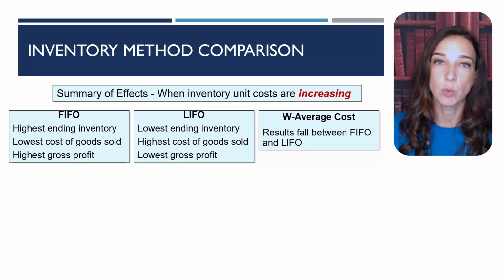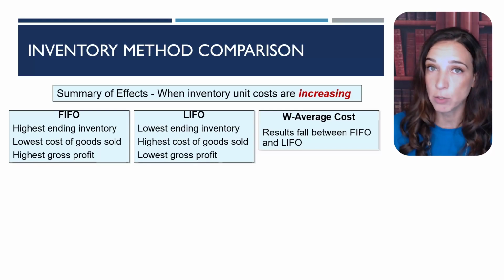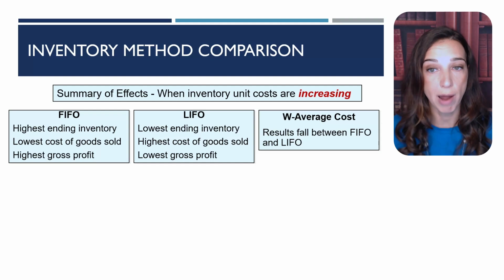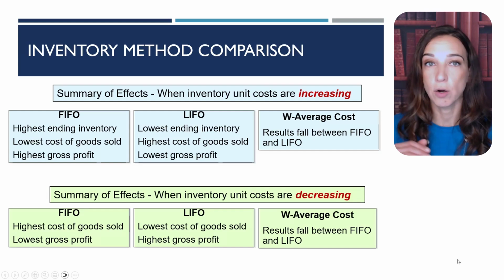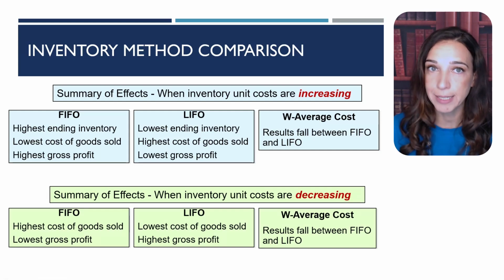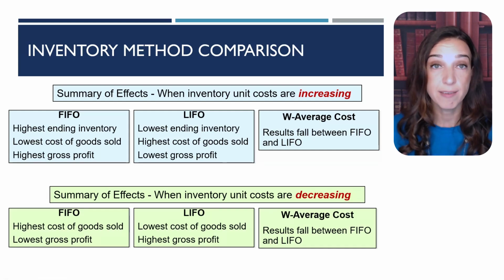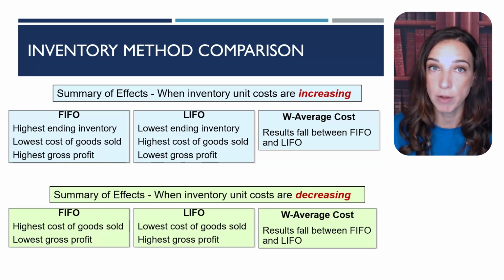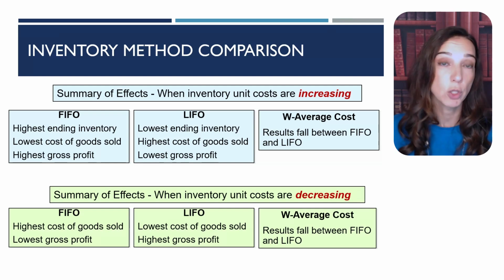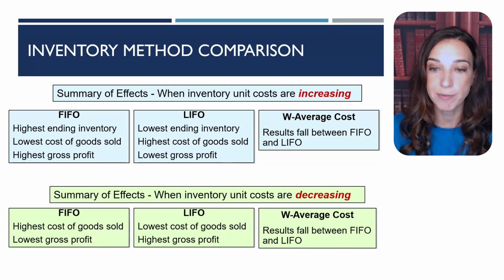LIFO, on the other hand, will give us the lowest asset on the balance sheet, the highest expense on the income statement, and the lowest profitability. Weighted average is always going to fall somewhere between the two. Now, in the periods where we have actually a deflationary period instead of the inflationary one, the effects are going to be reversed. FIFO will give the higher expense on the income statement and correspondingly the lowest gross profit. LIFO will give the lowest expense and the higher gross profit, and weighted average will fall somewhere in the middle.